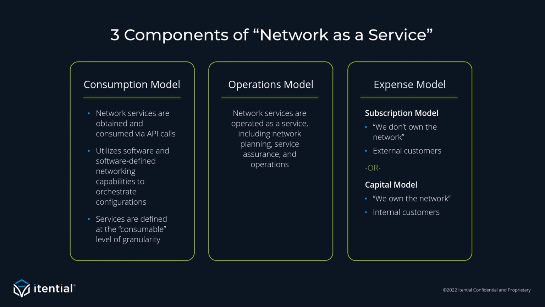There's another version of network as a service, what we call the capital model, where you actually own the network and you're exposing that. And we see that most commonly when an enterprise wants to offer network as a service capabilities to their internal customers, so that they both own the network and they expose the functionality through API at the consumable level, along with operations. All of those other two components combined with that make it network as a service.